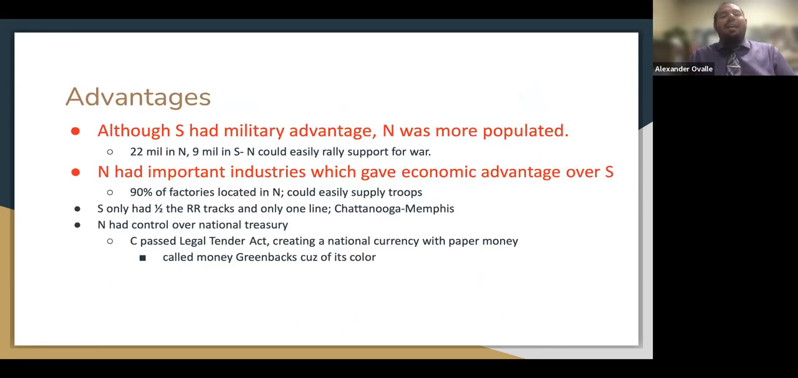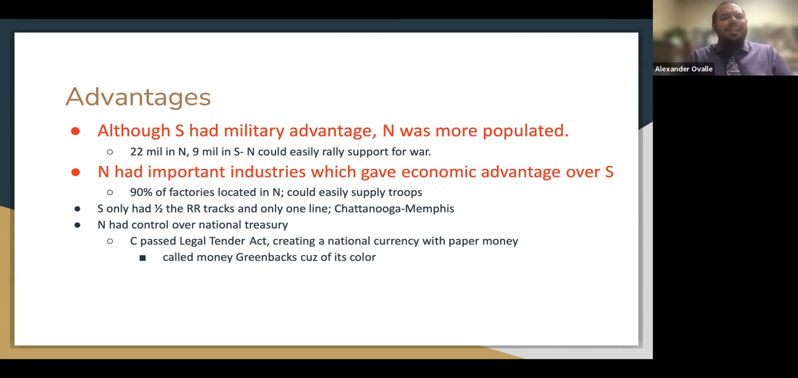All right, so some advantages. Although the South had a military advantage, the North was more populated with more people. The South had a long history of military colleges. And actually, I think it was like 7 out of the 8 military colleges in the country were in the South. So 22 million people lived in the North compared to 9 million in the South. So the North could easily rally support for the war.